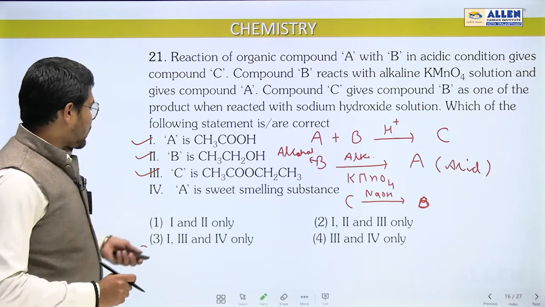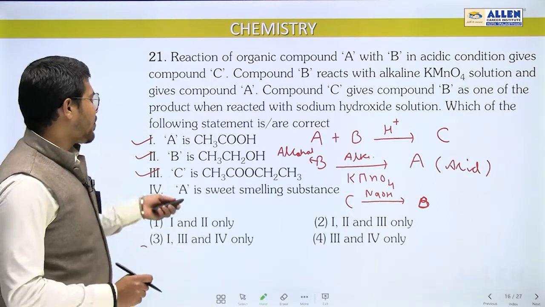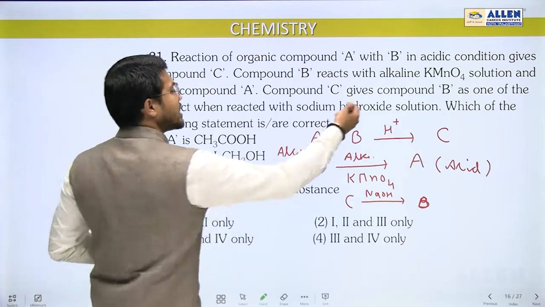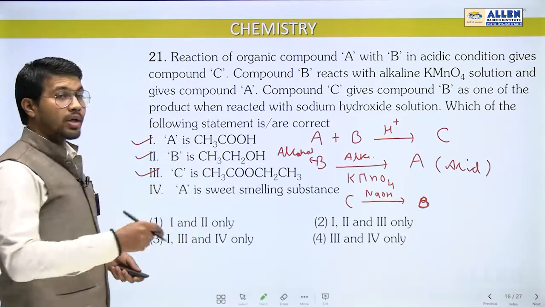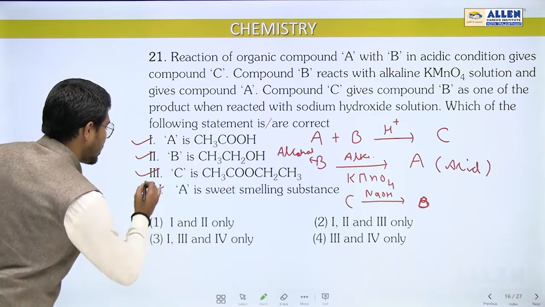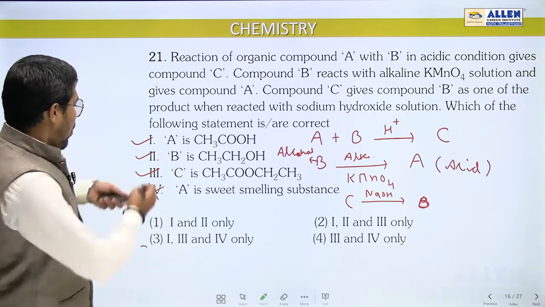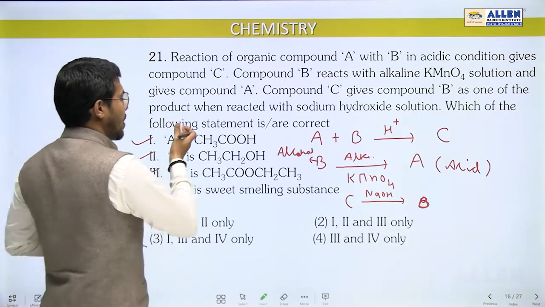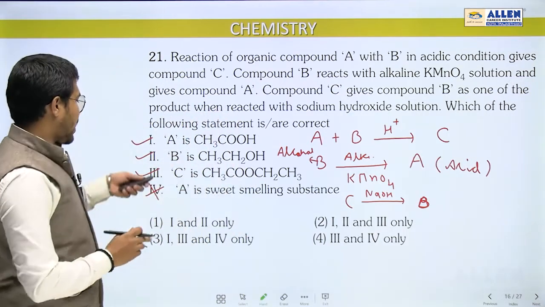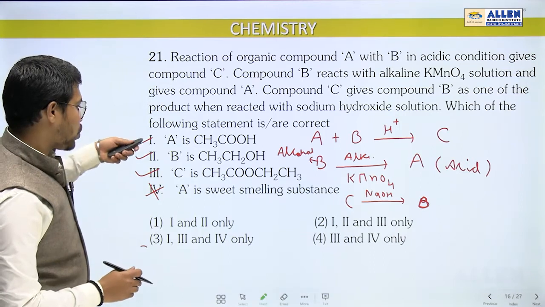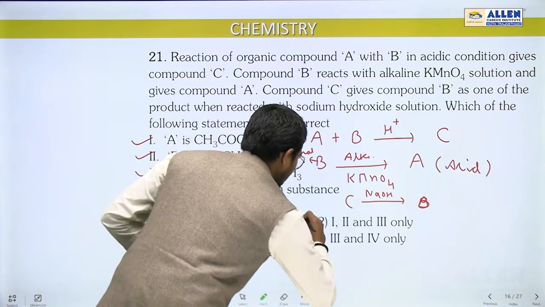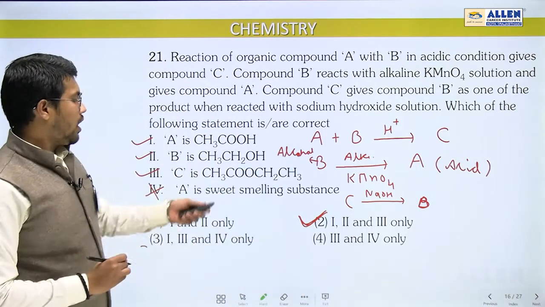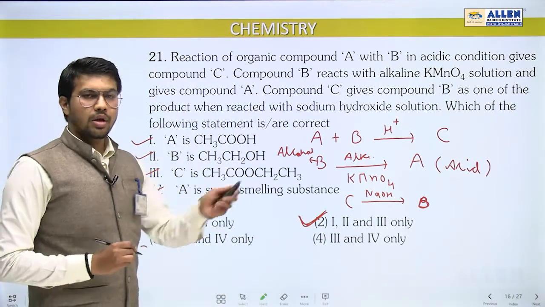Now, coming on to our fourth one, A is a sweet smelling substance, obviously not. Ester is actually a sweet smelling substance, that means C is the sweet smelling substance, not A. So, the fourth one is wrong. So, 1, 2 and 3. What we have been asked about is the correct statements. So, correct statements are 1, 2 and 3 only. So, our answer would be 2, that is the right answer for this question.